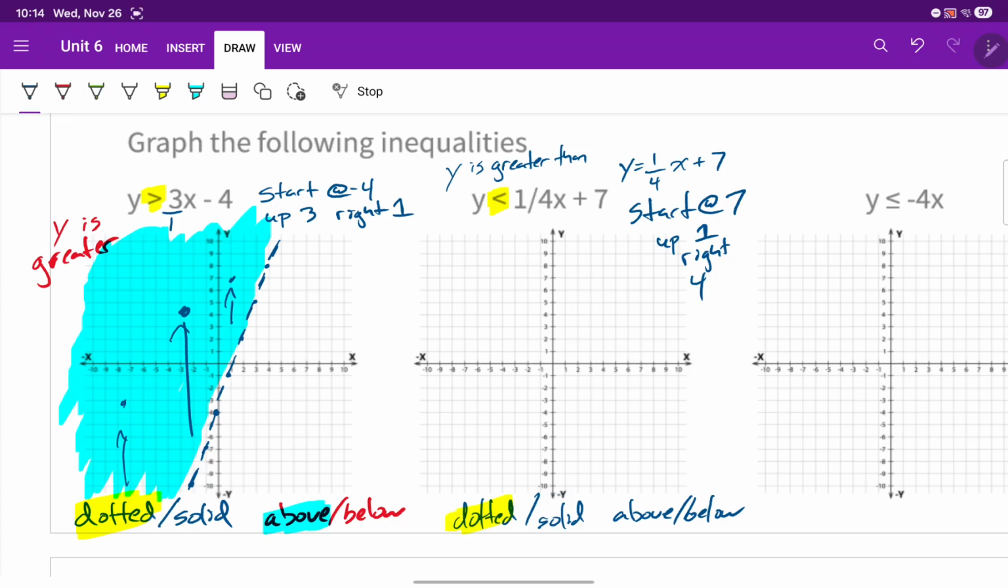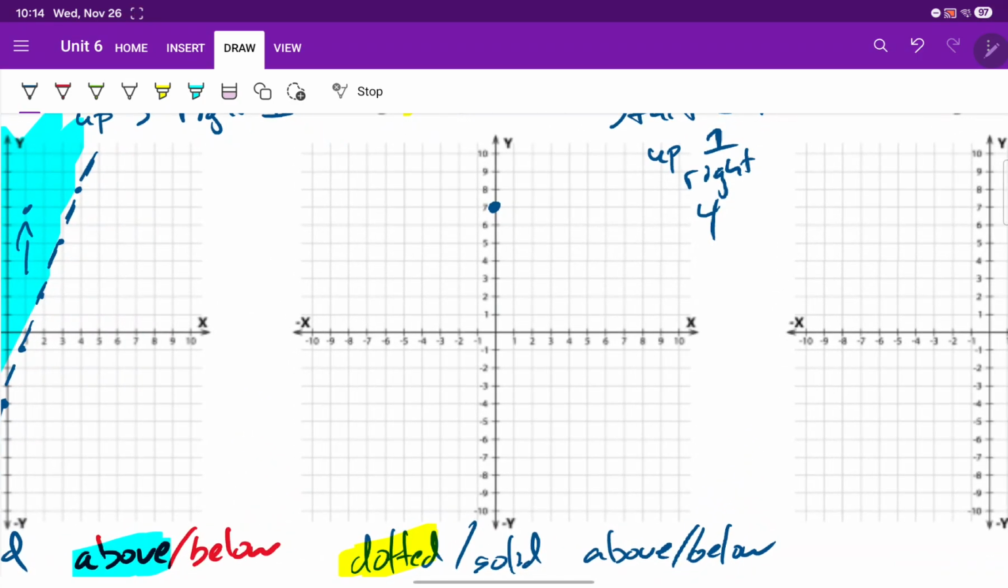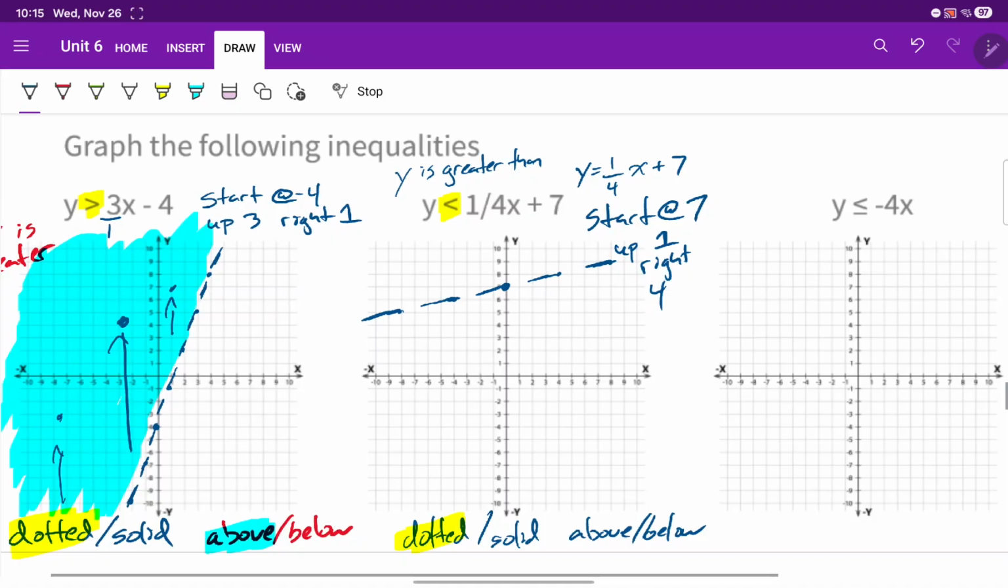So let's draw this. Oh, I should have put my points. Start at 7. Go up 1, right 4. Let's see if I can zoom in a little bit more here. Up 1, right 1, 2, 3, 4. Up 1, right 4. Down 1, left 4. Okay, this is a dotted line, so we're going to do a nice dotted line. I can just kind of connect the dots in here. Beautiful. Okay. And then am I going to be shading above or below?